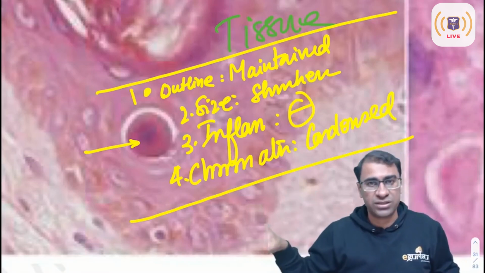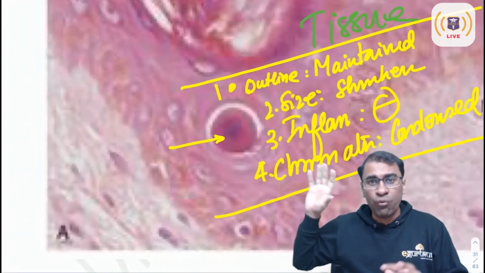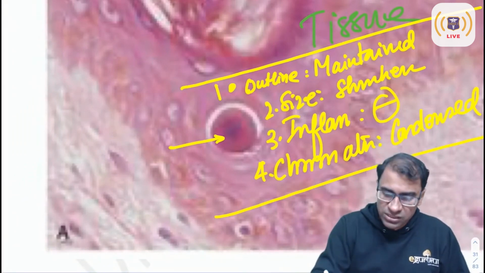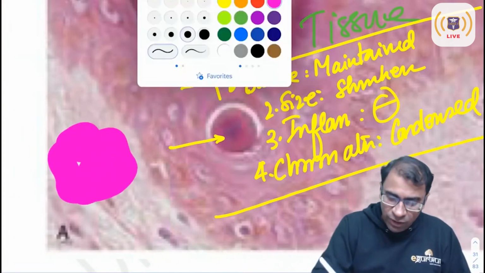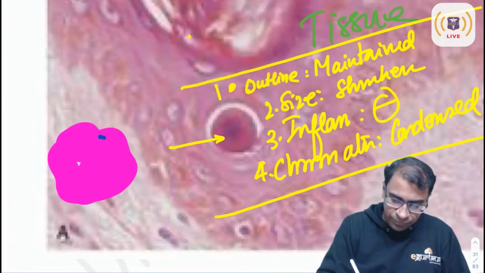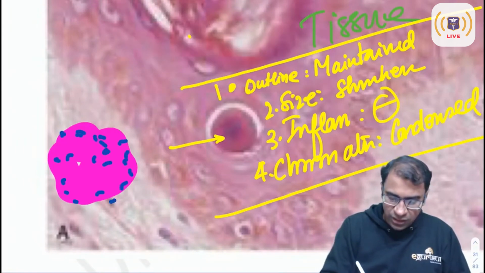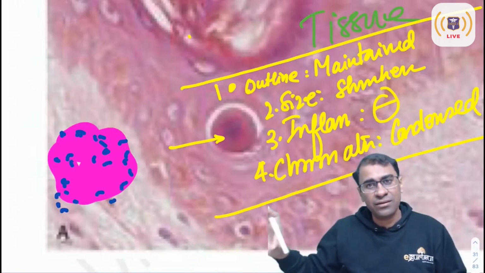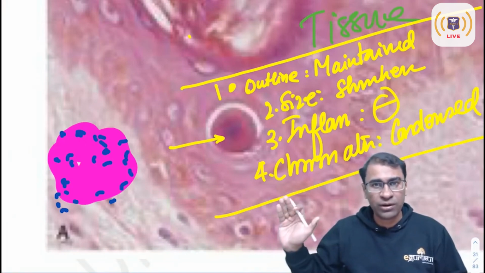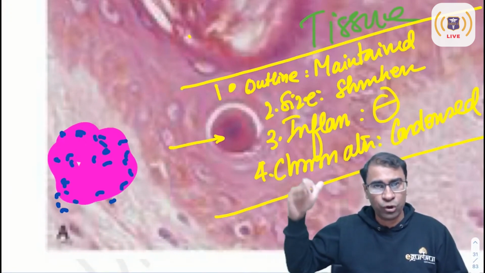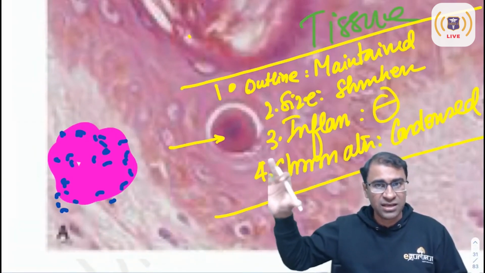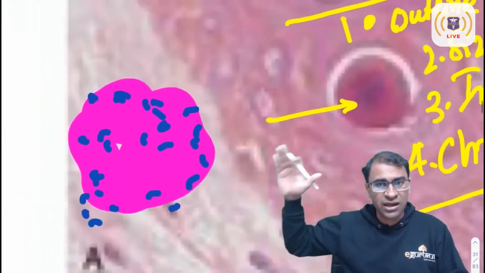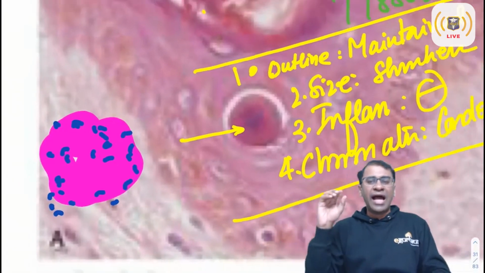Had this been necrosis, what would you have found? If this would have been necrosis, I was drawing it here, you would have found a pink color here. You would have found various neutrophils coming out here, as inflammation, and you wouldn't have found any nucleus. Chromatin is completely lost. Cell outline disturbed. Inflammation present, chromatin absent, neutrophils present, inflammation present. So cell size increased.